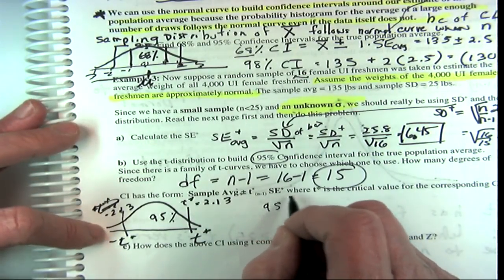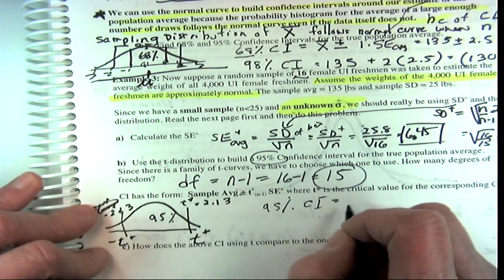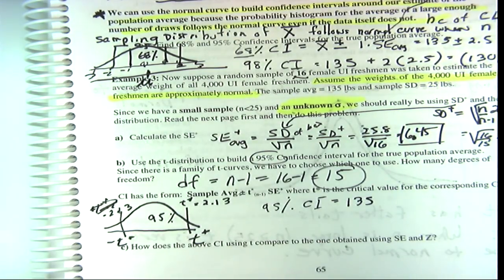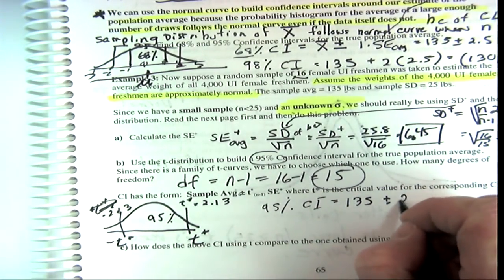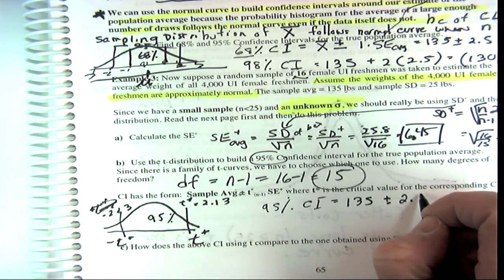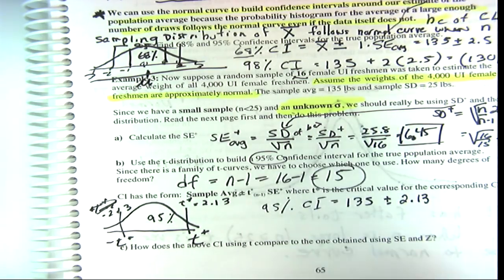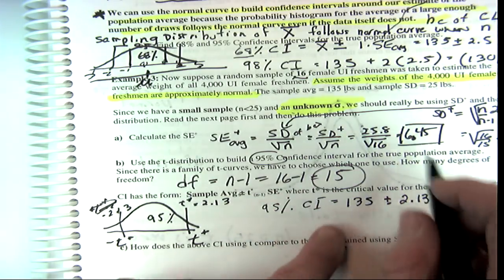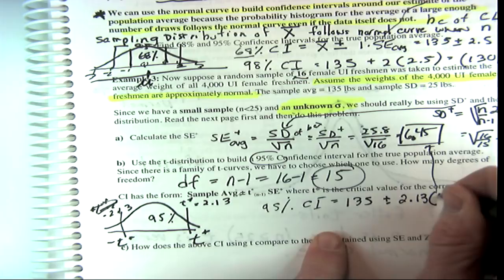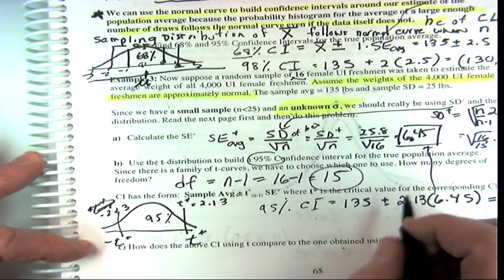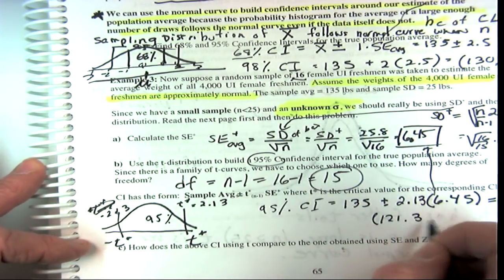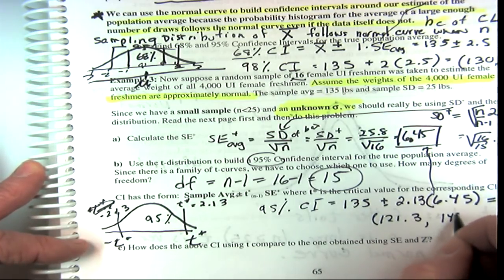So we'll say the 95% confidence interval is going to be 135. That's x bar right there. 135 pounds plus or minus, instead of 2, it's going to be 2.13 times the standard error for the average, which was right here, 6.45. When I did it out, it came out to be 121.3 as the low limit, and 148.7.